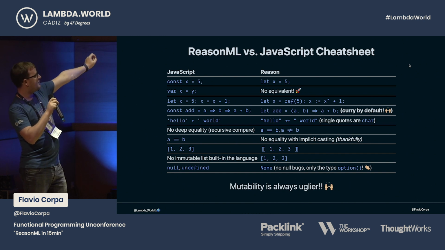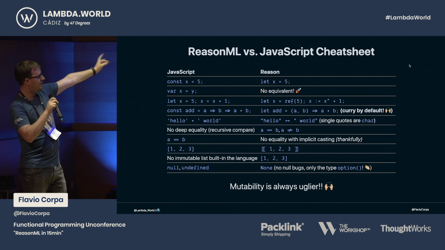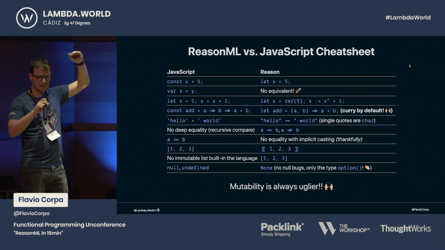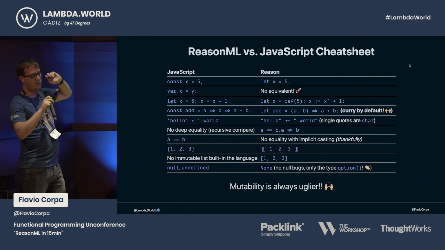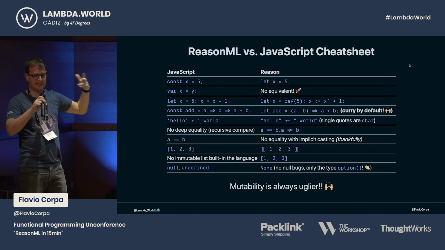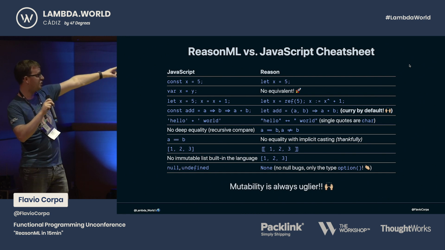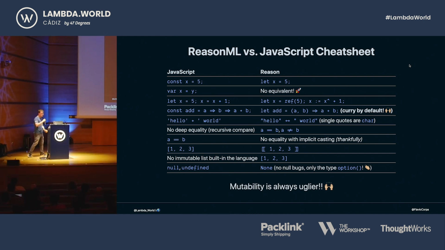If you want the JavaScript array, which is mutable, you need to use that weird syntax. It's a square bracket and a pipe. And if you want a singly linked list, the same list as in Haskell, but in Reason, you'd use the regular list with only brackets.